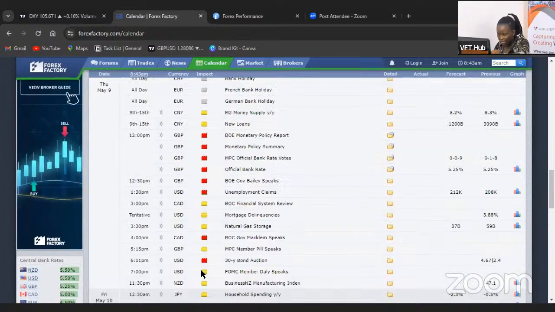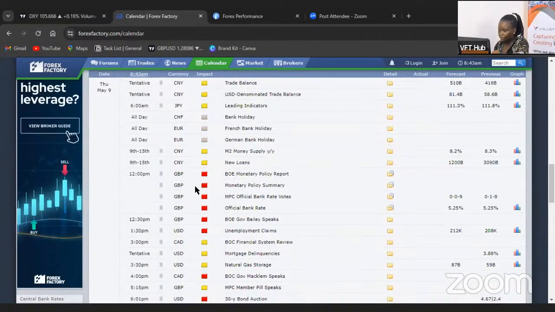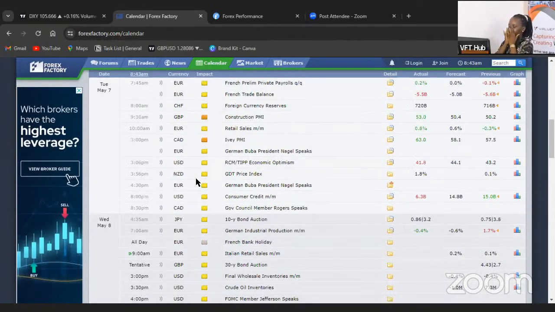Okay, I'm looking at Friday. So let's count, shall we? 1, 2, 3. We have 3 high impact news that might affect the commodity currency pairs. So it's advisable that you trade with caution today, because as you can see, reds, when you see reds, you have to be careful.